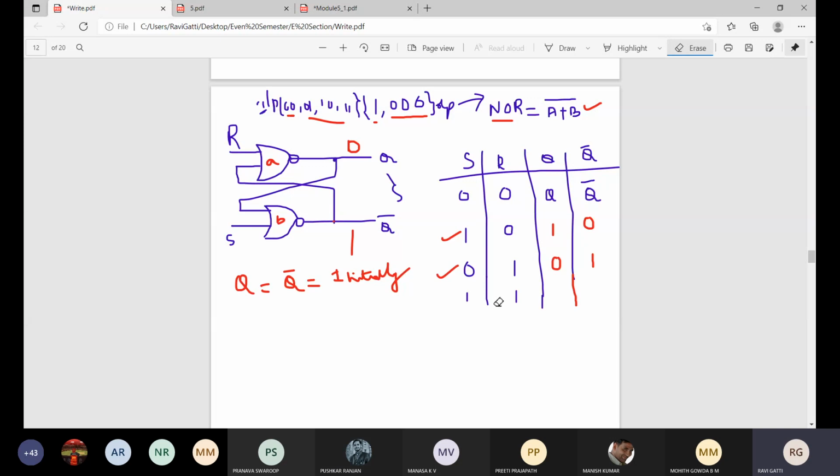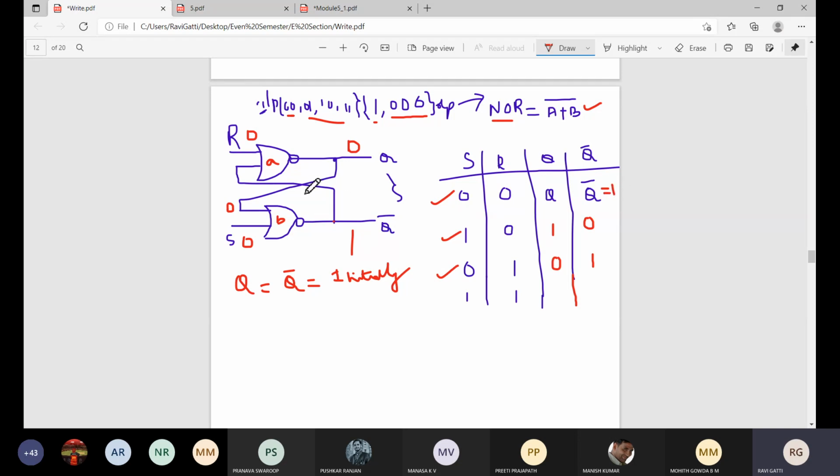Okay. So now what is this? Q is equal to 0 is there and Q bar is equal to 1 is there. Now let us try to take this condition. S is equal to 0 and R is equal to 0. Now what happens? You can see here. What is Q? Q is 0. So 0 with 0, what is NOR gate output? 1, sir. So what happens is this Q bar will be 1. So Q bar is 1.